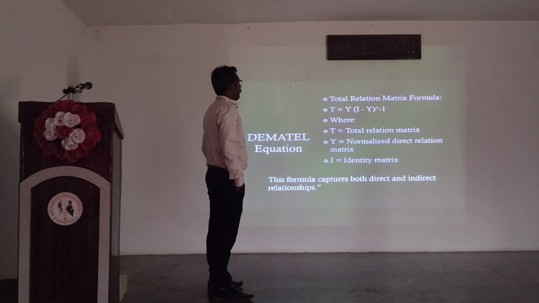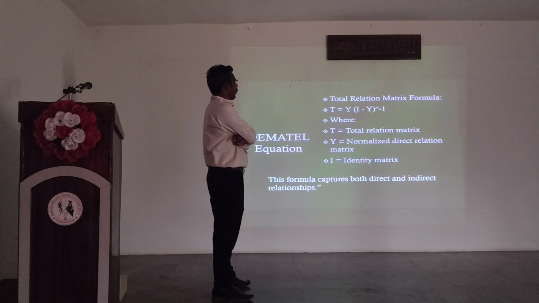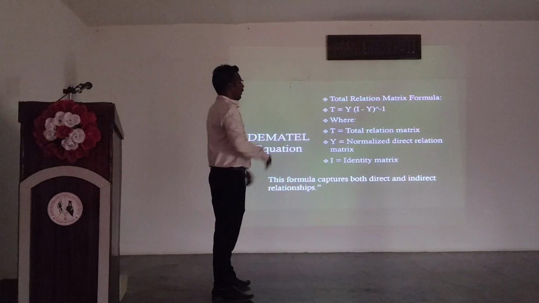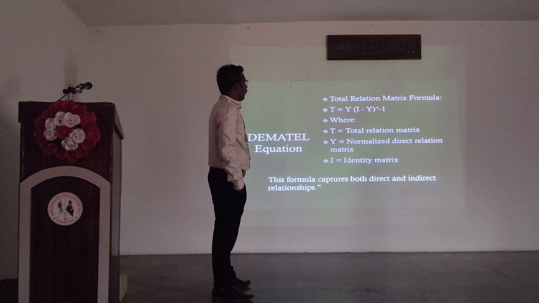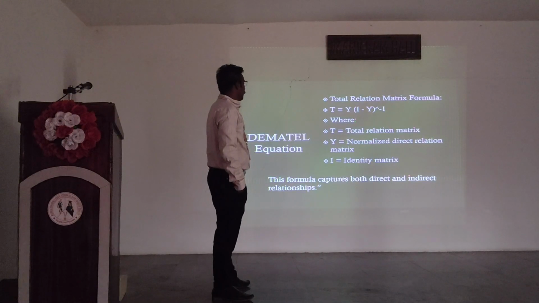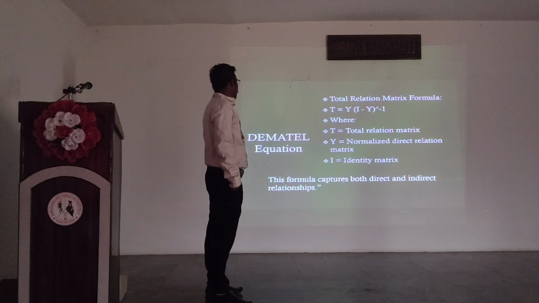This is the total relation matrix. T is equal to Y times the inverse of I minus Y. T is the total relation matrix, Y is the normalized direct relation matrix, I is the identity matrix. This formula captures both direct and indirect relationships.